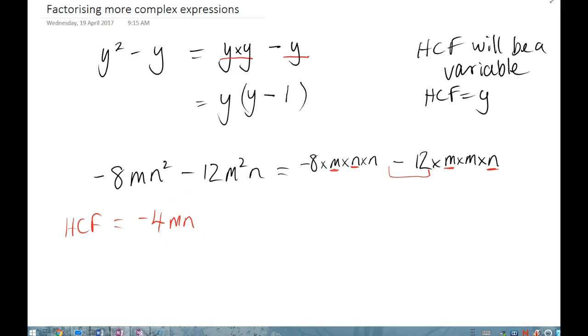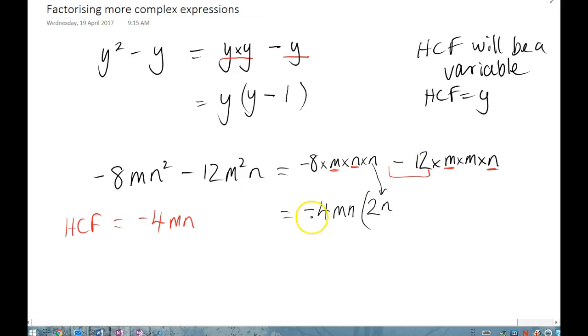So when I go through and do my factorized form, it's the same kind of thing. I'm going to have my highest common factor out the front. So -4mn, that's out the front. And then what is inside? Well, -4 times what gives you the -8? I need to times it by 2. And then I've got an m and an n, and I need one more n. So the letter that you didn't use has to go into your first term. Then -4 times what is going to give me -12?